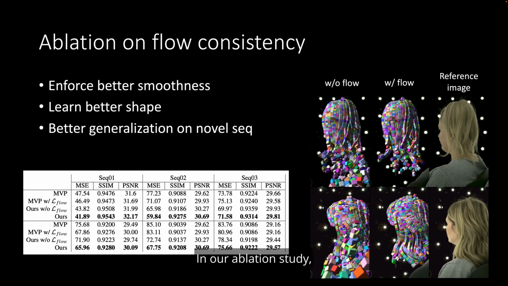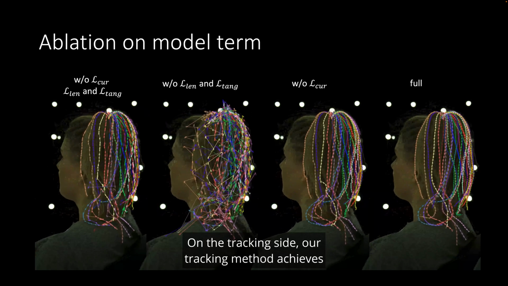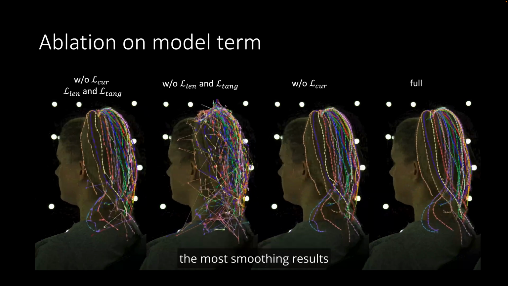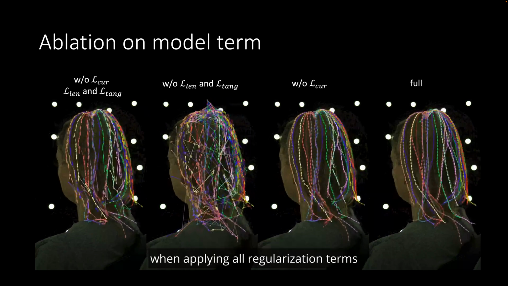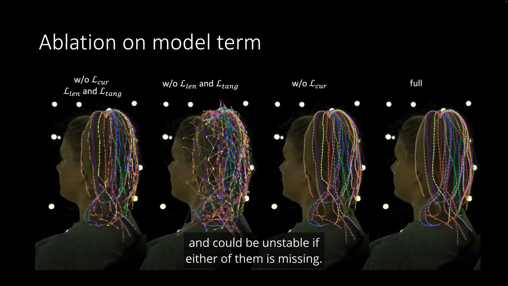In our ablation study, we further found that better tracking and flow consistency could improve the generalization of our model, where we found our model improves more on unseen sequences and infers more consistent hair shape. Thanks to the good initialization from tracking, our model is also less affected by noise from off-the-shelf methods. On the tracking side, our tracking method achieves the smoothest results when applying all regularization terms on length and curvature, and it could be unstable if either of them is missing.